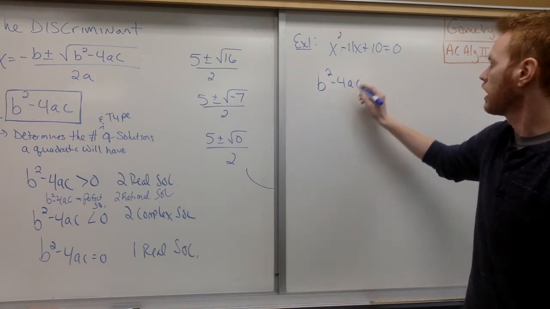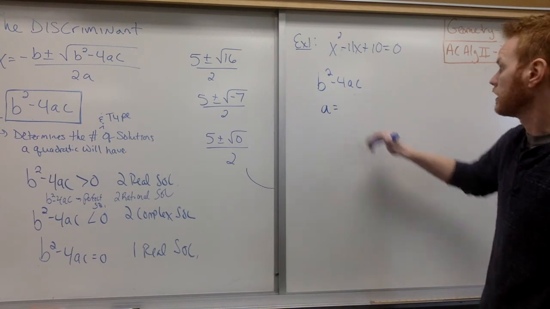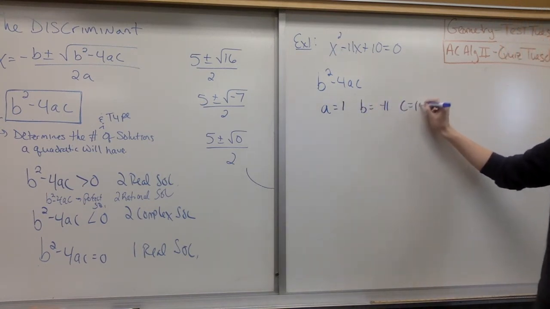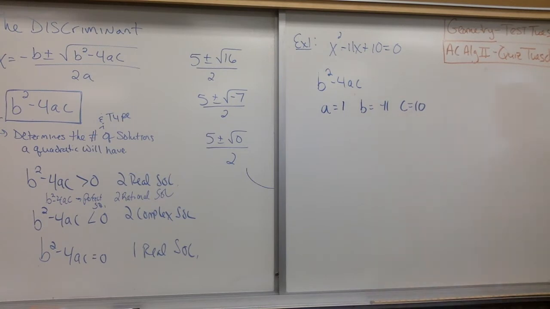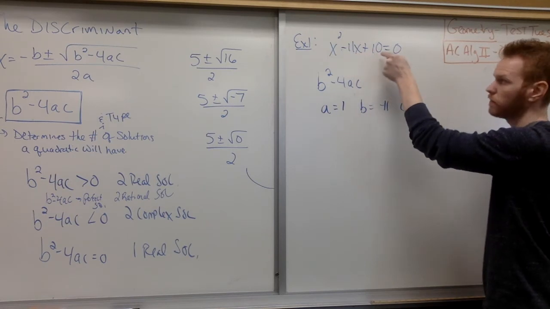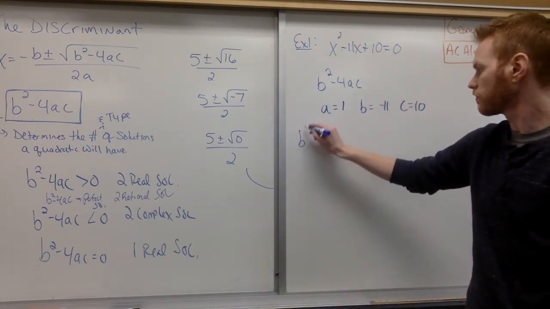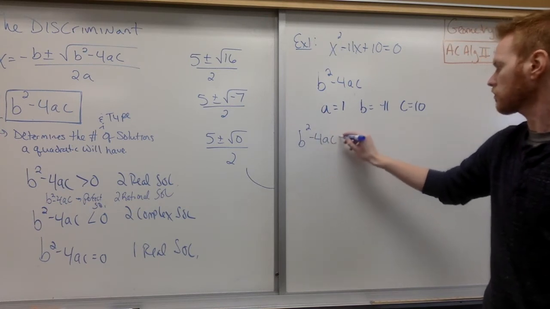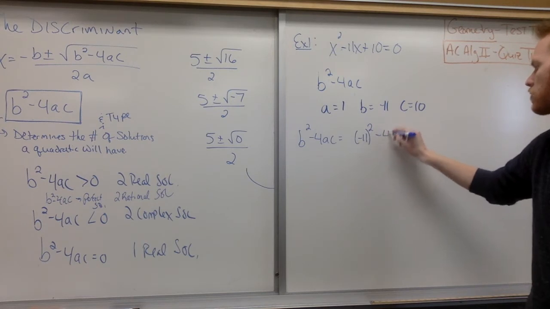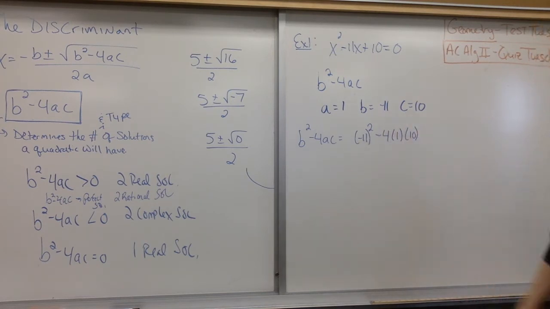Now, go ahead. If you want to lay out what your A and B values are, that's not a bad idea. My A value is 1, my B value is negative 11, and my C value is 10. Remember, it's just the coefficients in front of the quadratic and linear term, and your constant, which is always the C value. Substitute. So we have here negative 11 squared minus 4 times my A value times my C value.